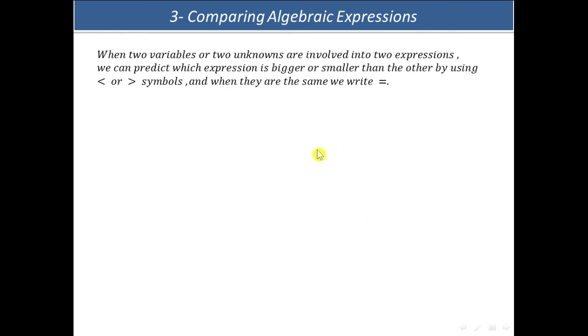Now, comparing between algebraic expressions: when 2 variables or 2 unknowns are involved in 2 expressions, we can predict the expressions as bigger or smaller than the other by using the bigger sign, the smaller sign, or also the equal sign. Okay, so what is this about? It is very easy. I go again to practice page 42, number 15.